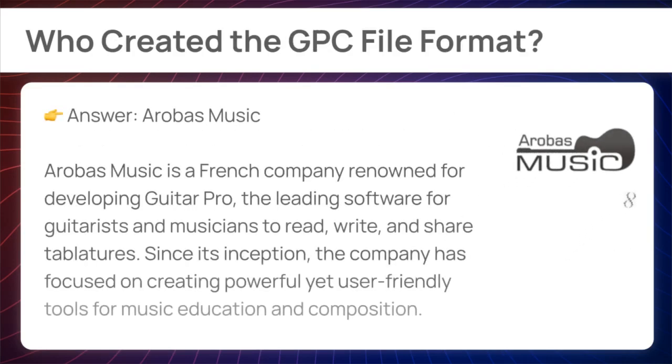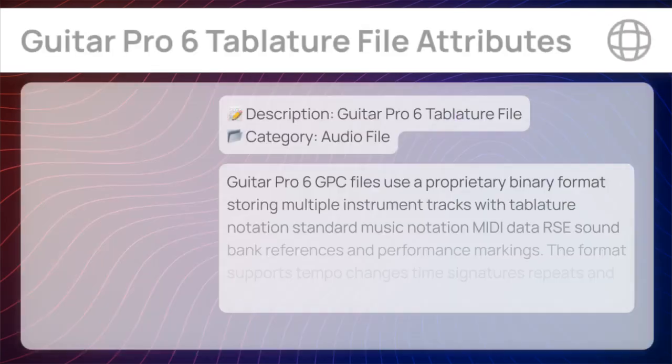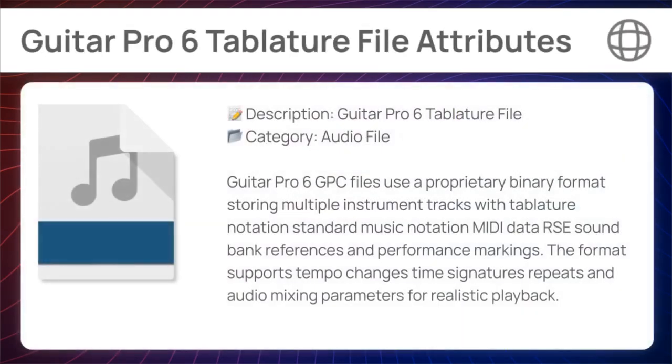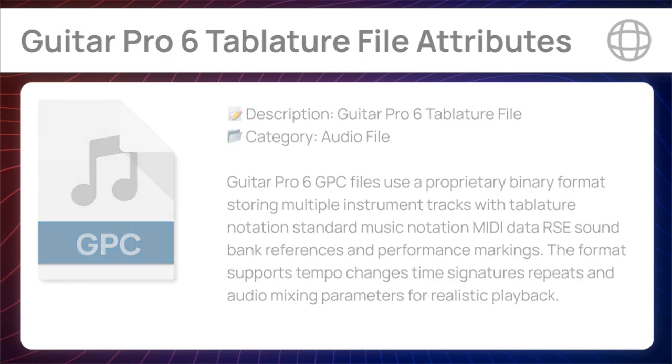They store multi-track musical scores with standard notation, tablature, chord diagrams, tempo markings, and realistic sound engine playback settings. Guitar Pro 6 GPC files use a proprietary binary format storing multiple instrument tracks with tablature notation, standard music notation, MIDI data, RSE soundbank references, and performance markings. The format supports tempo changes, time signatures, repeats, and audio mixing parameters for realistic playback.